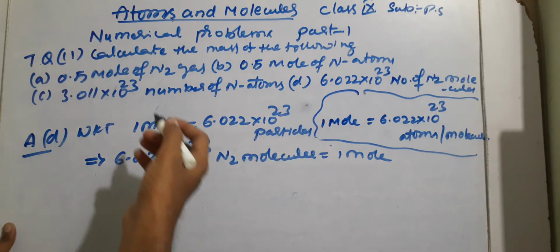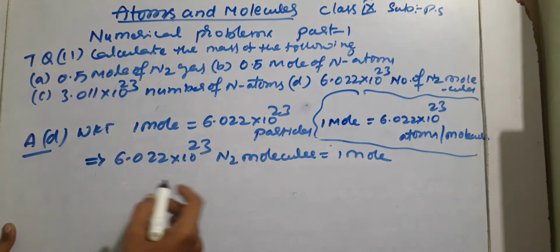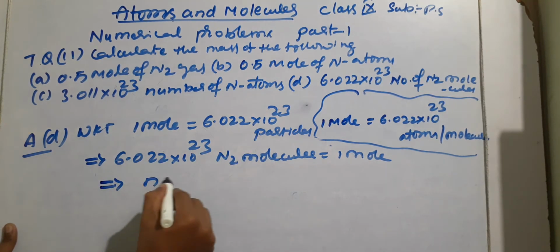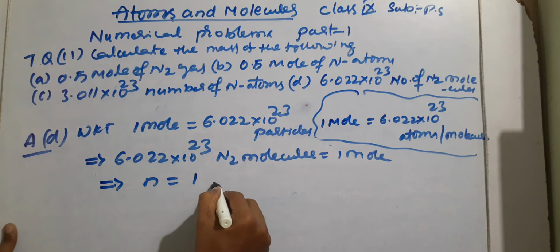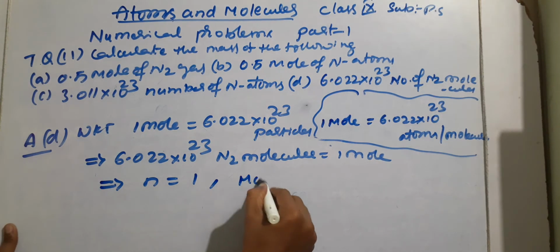In the previous problem, what was given? N atoms, nitrogen atoms were given. So we want to take the number of moles n as 1, and also the molar mass of N2.